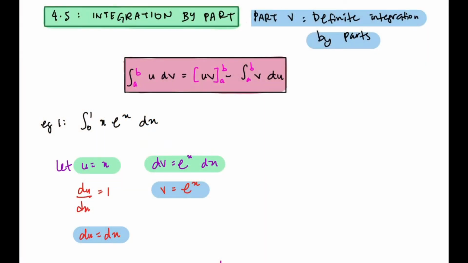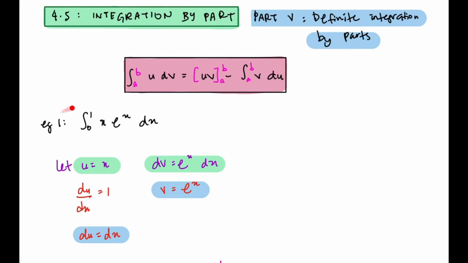Alright, so finally we have come to part 5 of IBP, which is the definite integration by parts. So what is the difference between this and what we have learned earlier? Earlier we didn't have any limit of integration, but now this is a definite integral. You have limit a as your lower limit and b as your upper limit. So when you open up the formula, don't forget for uv, you need to put a bracket and put a, b. And for integrate v du, don't forget to put your limit here, a, b.